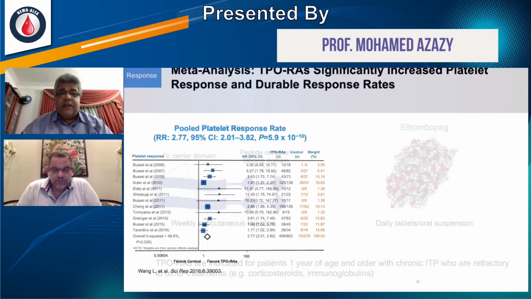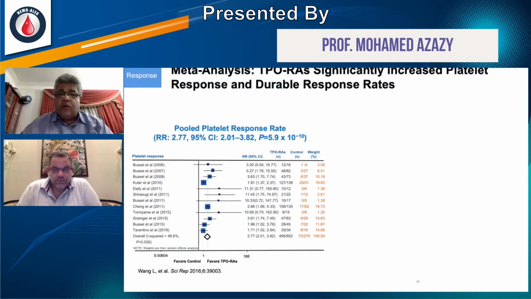The meta-analysis showed that the TPO receptor agonists significantly increased platelet response and durable response rate. Remember that patients with ITP have not only a relative deficiency in TPO, but also a relative deficiency in the response of the bone marrow to produce enough platelets. So platelet production and increased destruction go in parallel in ITP. So the TPO agonists significantly improved this process, as you have seen in the pooled platelet response rate of multiple studies. All are in favor that TPO will go well with most patients with ITP.